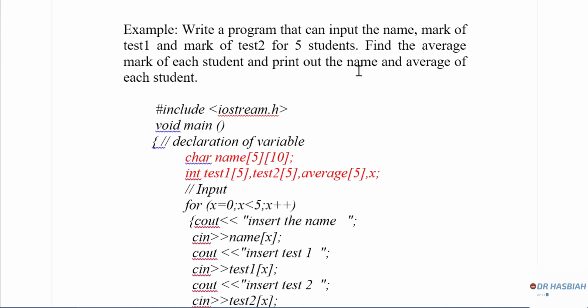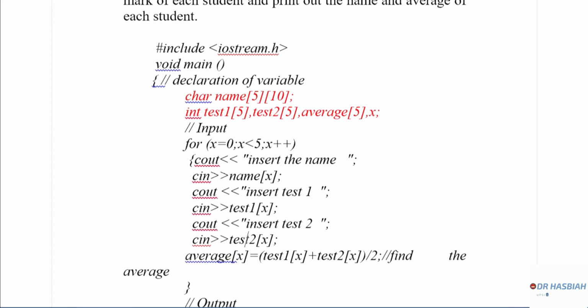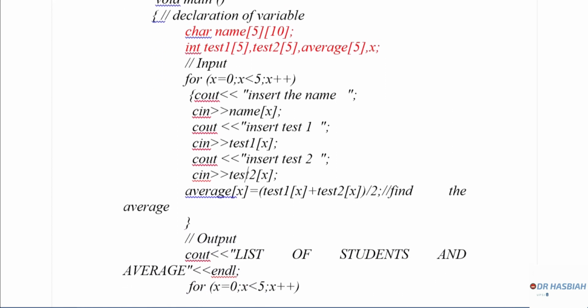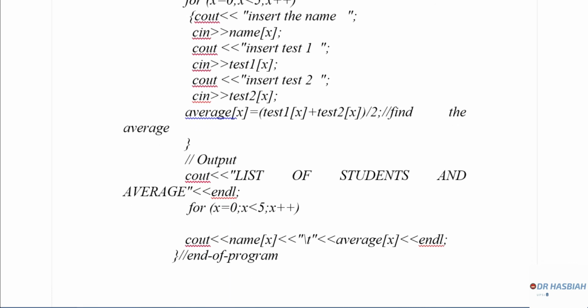Okay, you have to print out the name, and then the average. You know the name already, and the average we have calculated already. What is the average of the test? Now we just want to see the output. Okay, so you can use the cout statement, but now you put all the cout statements in the loop. Okay, so I have here a comment for output, cout list of student and average, and endl.